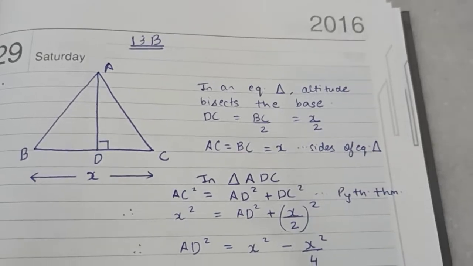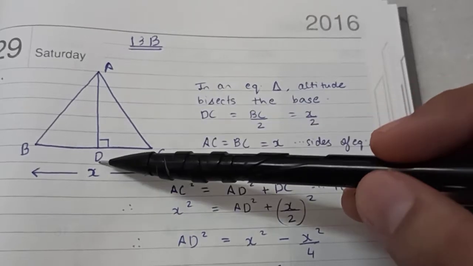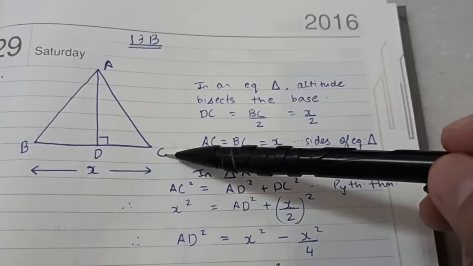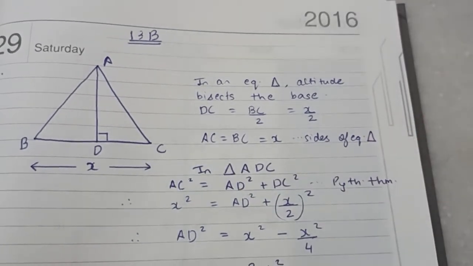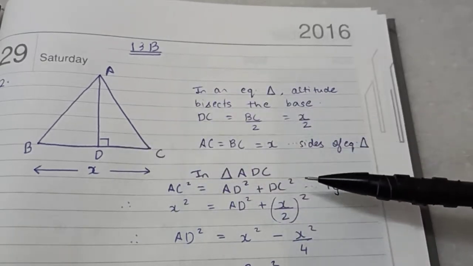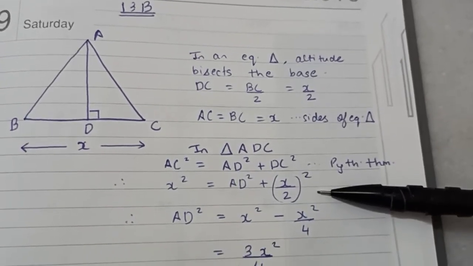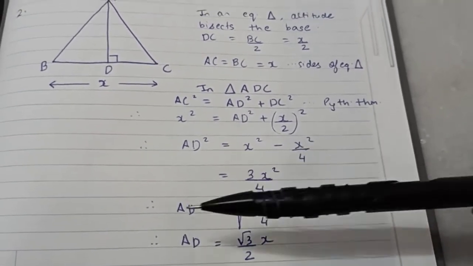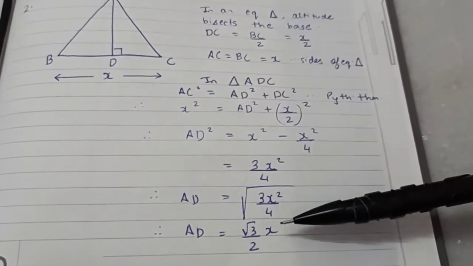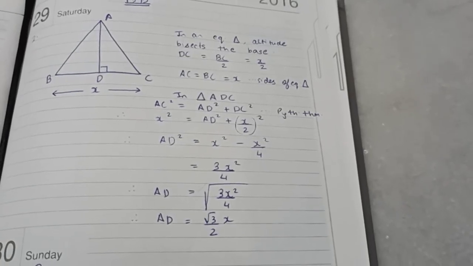We had done a similar sum earlier. Each side would be x and we know that the altitude in an equilateral triangle and even in an isosceles triangle bisects the base. That means DC is half of x. Now in right angle triangle ADC, use the Pythagoras theorem. Substitute AC as x and DC as x upon 2 and solve. Take the square root to get the answer of AD, that is the altitude, in terms of x. Solve it.